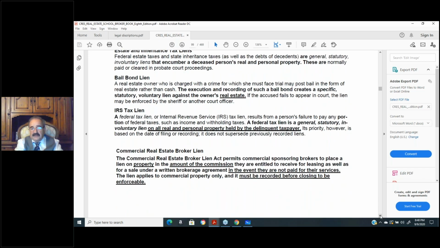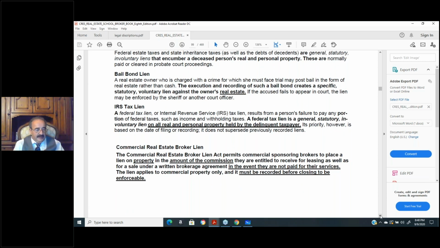Commercial Real Estate Broker Lien Act. I need you to highlight, put an X by that paragraph there. Commercial Real Estate Broker Lien Act. This is something that I think pretty much everyone will see on the state exam. Now, if you lease commercial property or you sell commercial property, it involves a lot of money in commissions, hundreds of thousands, millions of dollars.